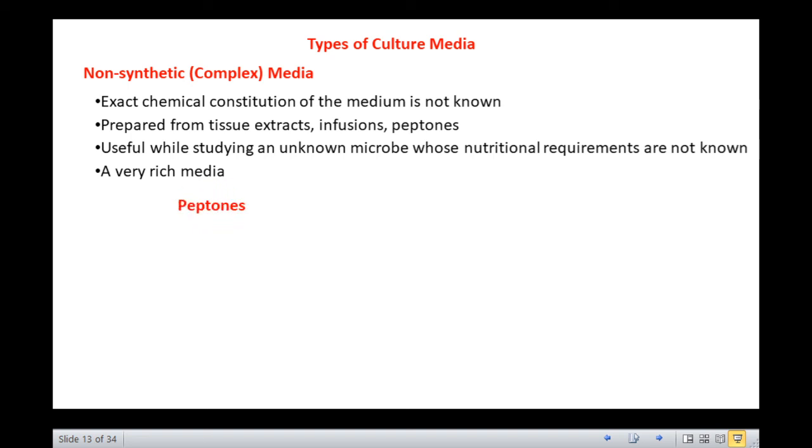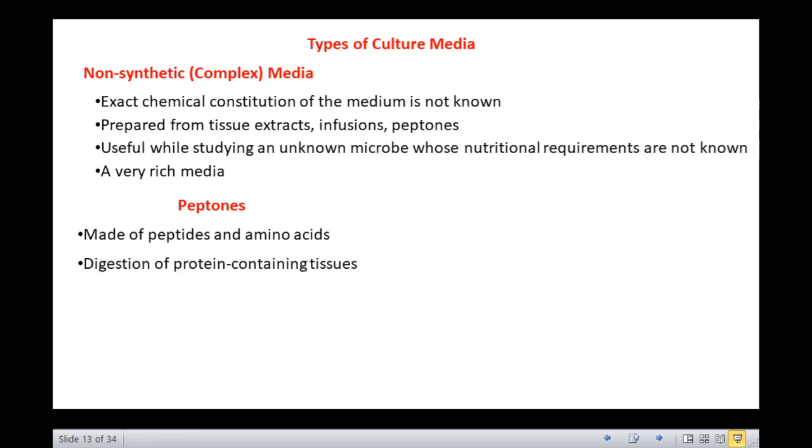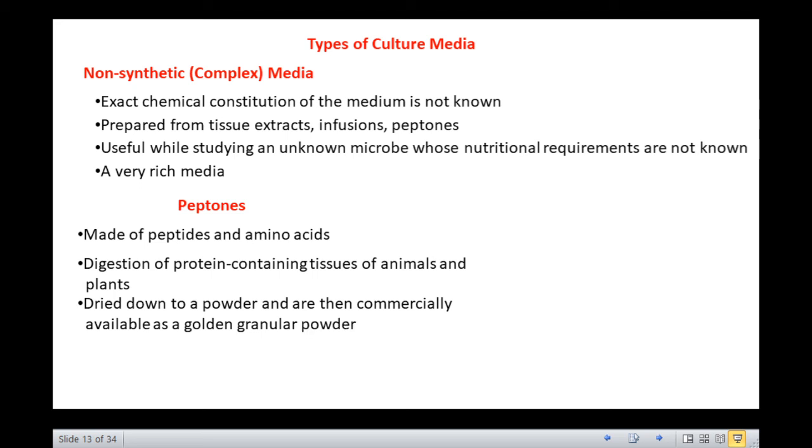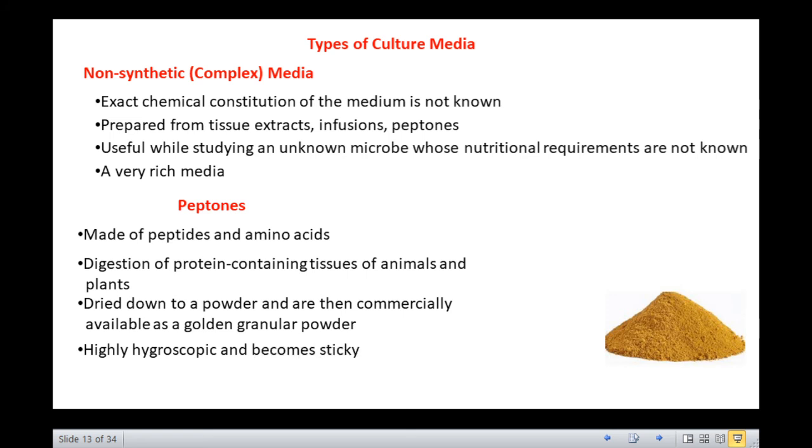peptones. Peptones are primarily made of peptides and amino acids. They are obtained by digestion of protein-containing tissues of animals and plants such as meat scraps, beef muscle, gelatin, milk protein, and soybean meal. These materials are then dried down to a powder and are then commercially available as a golden granular powder. It is highly hygroscopic and becomes sticky when exposed to air.